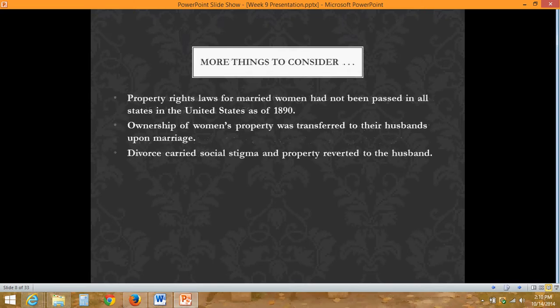Other things to consider: property rights laws for married women had not been passed in all states in the United States as far as 1890. So some women were not allowed to own property by that point. In some states, ownership of women's property was transferred to their husbands upon marriage, and divorce carried a very big social stigma, and any property during a divorce would revert to the husband. So women's rights in terms of property and ownership really didn't happen unless they were single in most states, or if their husband passed away.